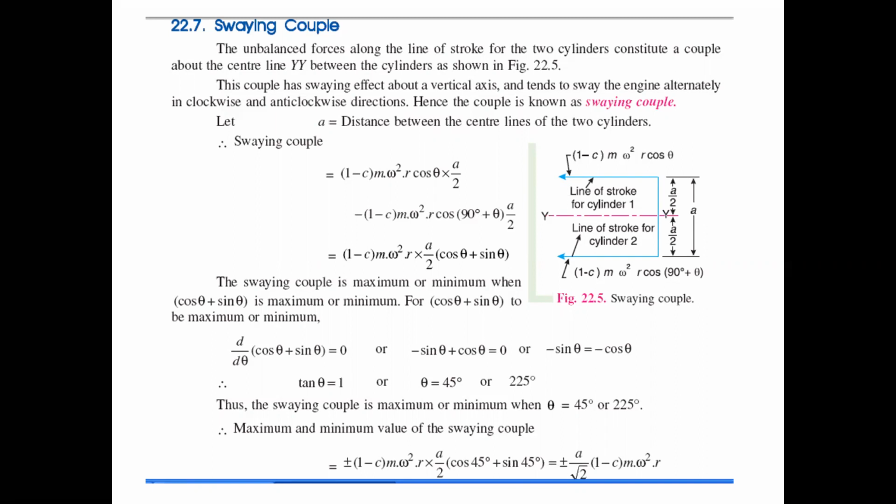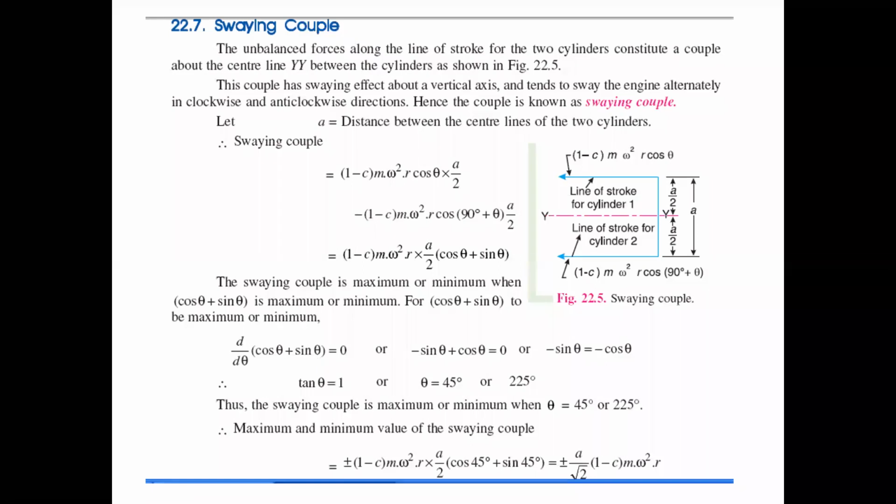When simplifying the equation, common terms are taken out. So the value is (1 minus c) m omega square r into a by 2 into (cos theta plus sin theta). Again we will find the maximum or minimum values of our equation. For that, we simply differentiate the theta terms: d by d theta of (cos theta plus sin theta) equals 0.